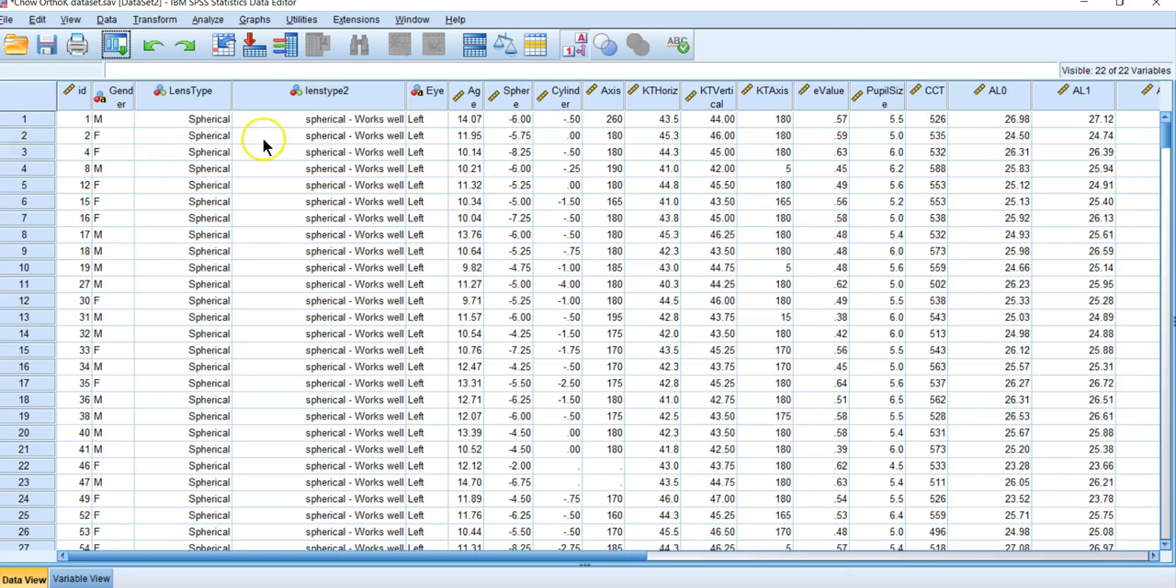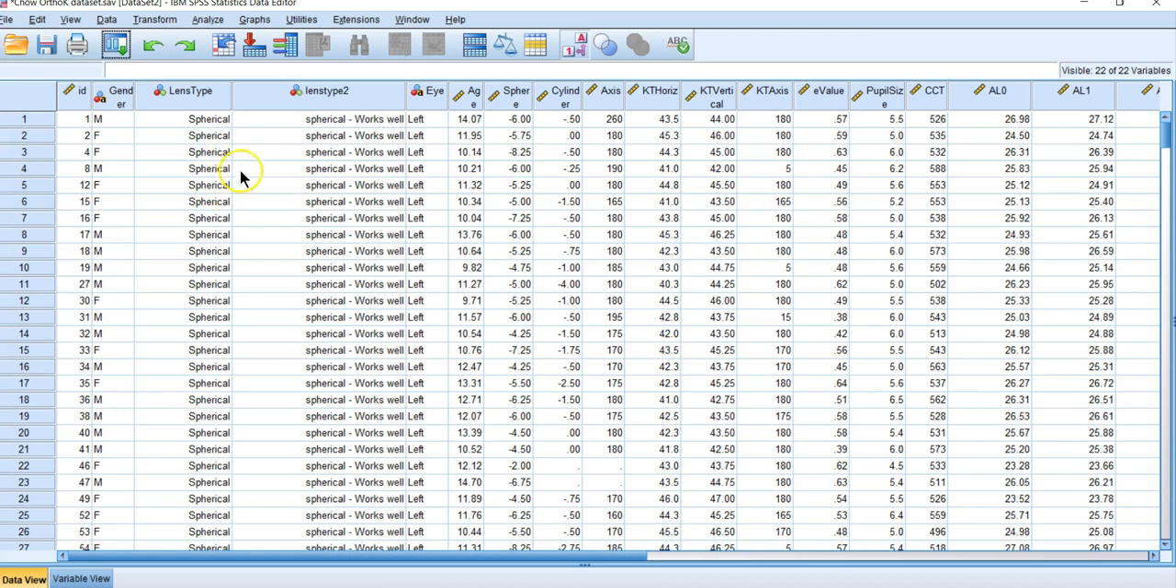So when we do an analysis, of course, the first thing we have to do is test our assumptions for analysis of variance. Are all observations independent? Are the distributions normal? And is there homogeneity of variance between groups?